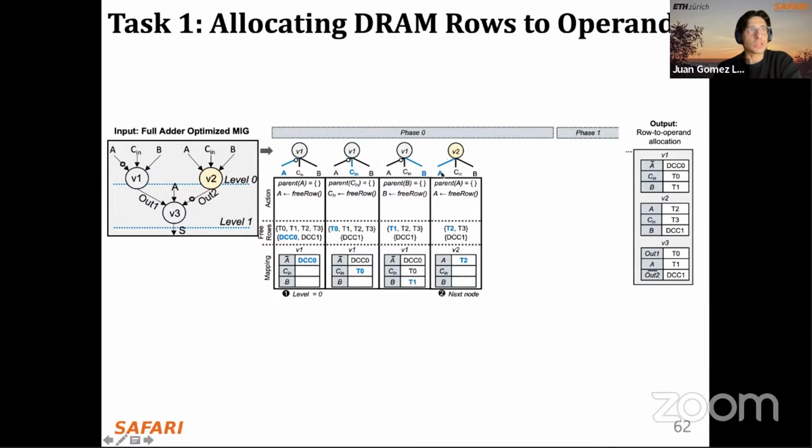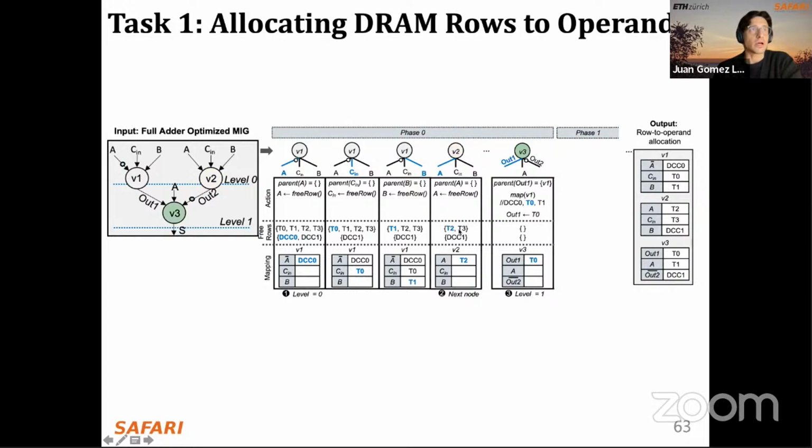But anyway, first thing is to assign A as well, and we do this to T2. You can see it here because we still have 2 free rows. We assign CIN to T3 and B to DCC1, and then we move to the next level, that is level 1, where we find V3, this majority operator that takes the 2 outputs, out 0 and out 1, that come from the previous level, from V1 and V2, and also the third input, that is A in this case.